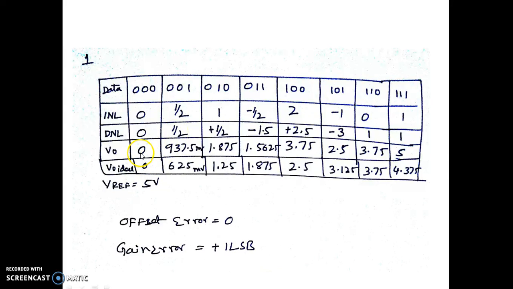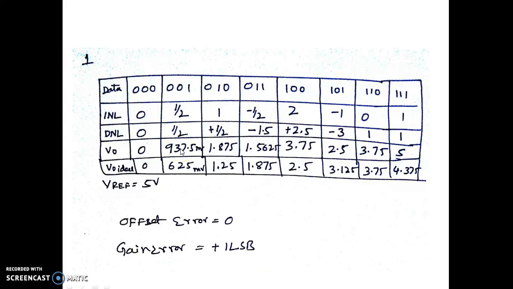The previous output voltage is 0. The desired output voltage would have been 625 millivolts, but it is actually 937.5 millivolts. If you see the difference of the actual and the desired one with respect to the previous one, the desired one is 625 millivolts. Since it is above by half LSB, the DNL is half LSB.